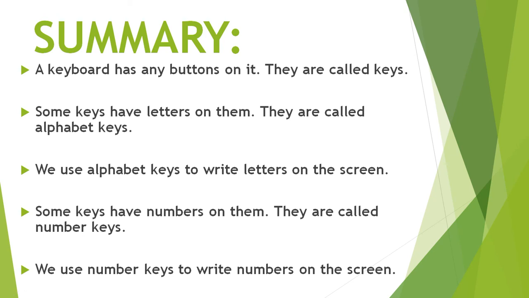Students, did you understand the video about a keyboard? Now let us summarize the topic. A keyboard has many buttons on it, they are called keys. Some keys have letters on them. They are called alphabet keys. We use alphabet keys to write letters on the screen. Some keys have numbers on them. They are called number keys. We use number keys to write numbers on the screen.